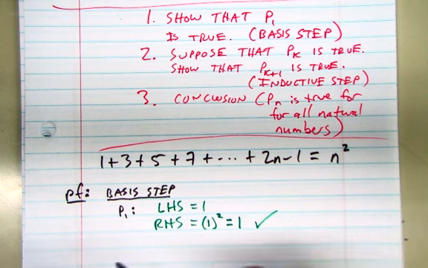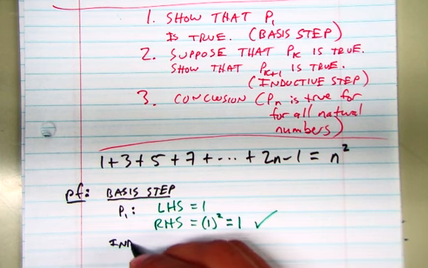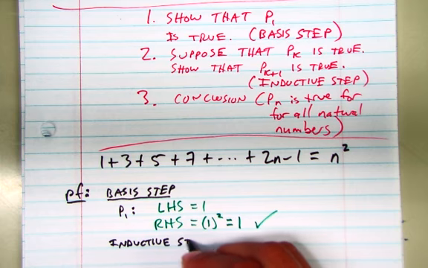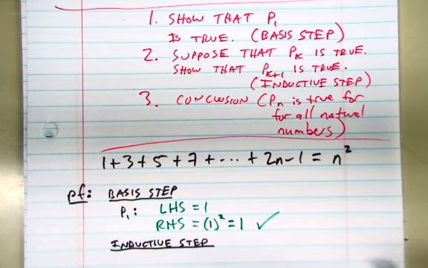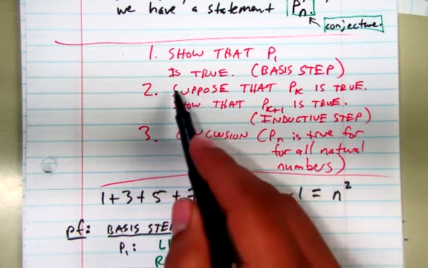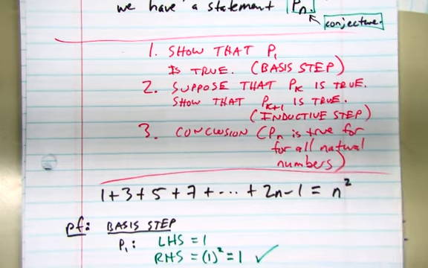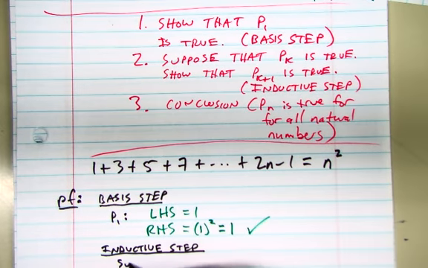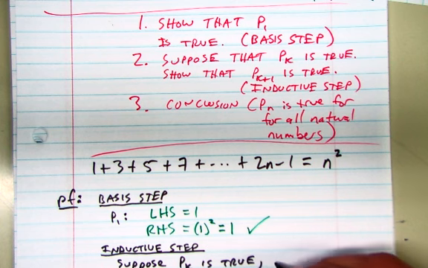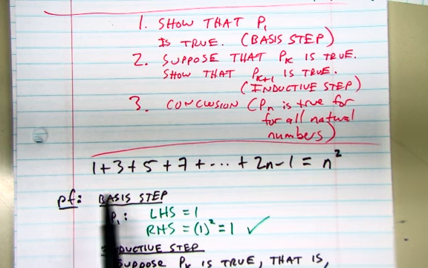Okay, so now our inductive step is step 2. Okay? And we're going to use this language that we have here. Suppose that p sub k is true. So I'm going to write, suppose p sub k is true. And just for you and for the reader, now we'll explain what that looks like. So that is the statement that 1 plus 3 plus 5 plus 7 and so on.